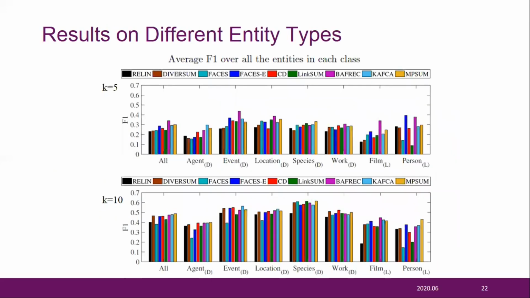Then we break down the results of existing anti-summarizers into 7 anti-types. When k equals 5, there is no single winner on every class, but BAFRIC and MapZoom are among the top 3 on 6 classes, showing relatively good generalizability over different entity types. When k equals 10, MapZoom is still among the top 3 on 6 classes. Kafka is among the top 3 on 5 classes, also showing relatively good generalizability.